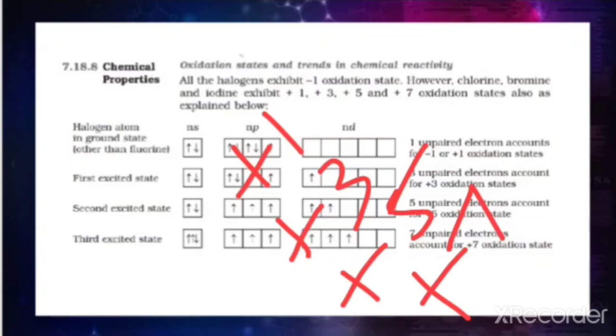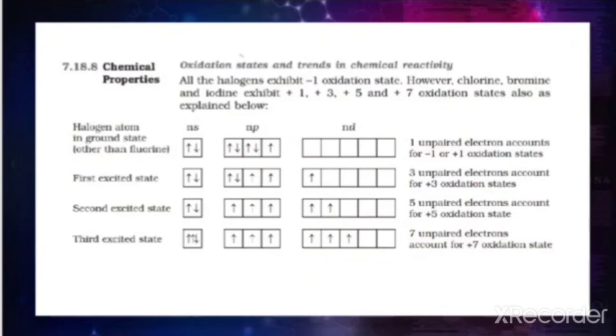When there are 3 unpaired electrons, it shows +3 oxidation state. When there are 5 unpaired electrons, it shows +5 oxidation state, and when there are 7 unpaired electrons, it shows +7 oxidation state. So those are the points related to oxidation state.